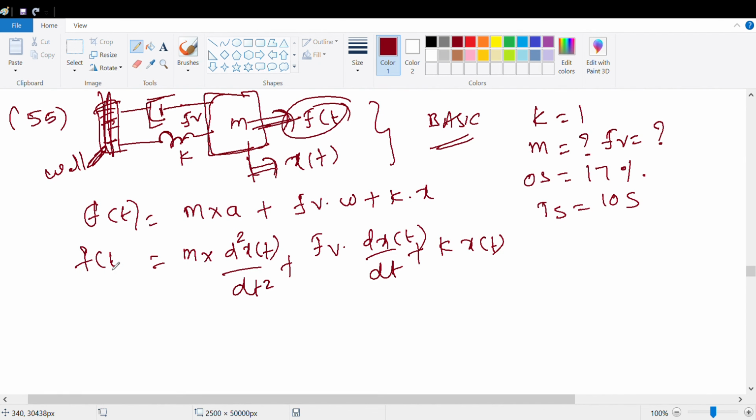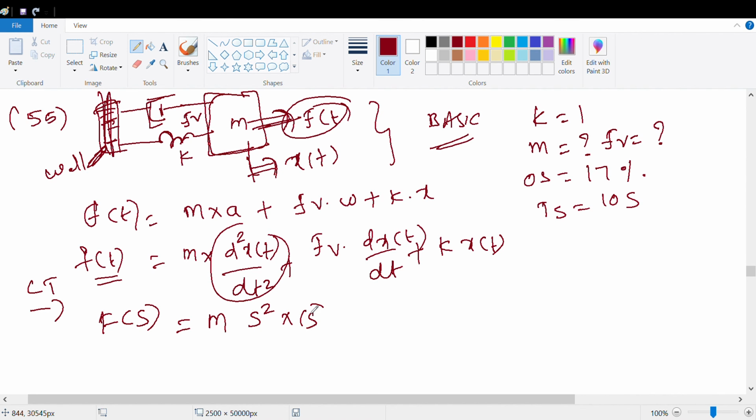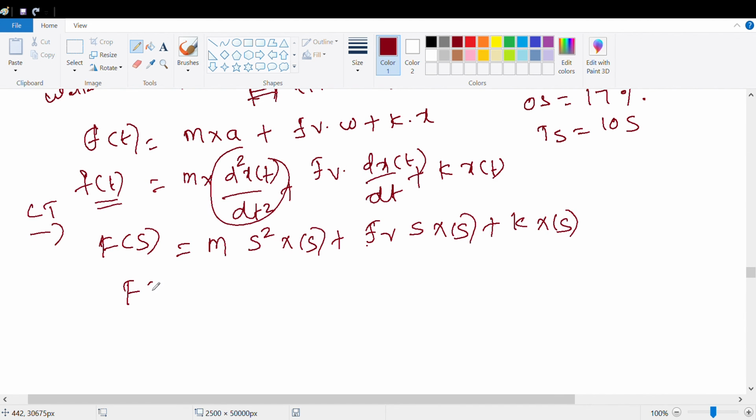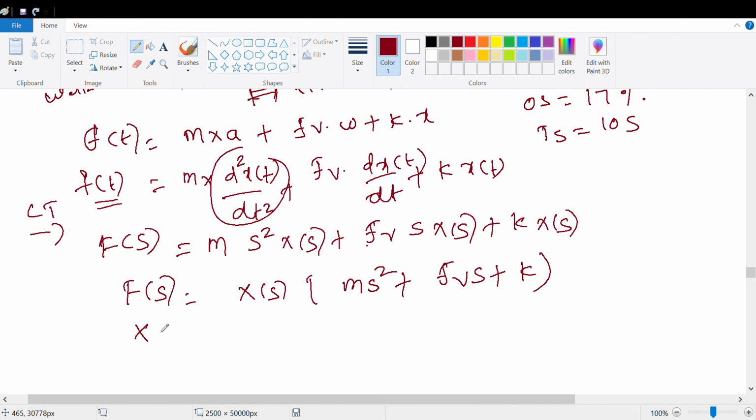Now apply the Laplace transform. For f of t it is F of s, and for m, the two-times differentiation gives s square X of s. For fv, the one-time differentiation gives s times X of s, and for k it is X of s. Now F of s equals, taking X of s common, m s square plus fv s plus k. Therefore, the transfer function is, output is displacement, input is force.